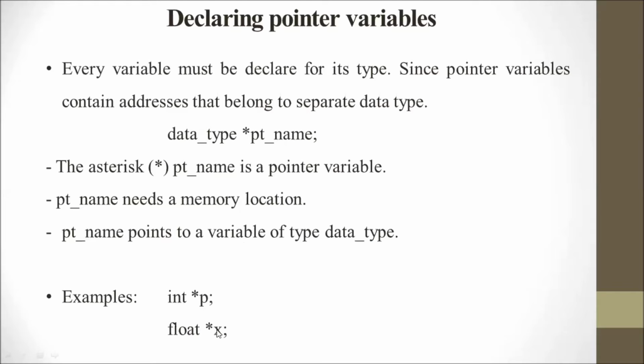Okay, so here x is a pointer variable of float type. Here is the explanation. The asterisk pointer name is a pointer variable. Pointer name needs a memory location. Pointer name points to a variable of type data type. Okay, so this is the explanation of this syntax.